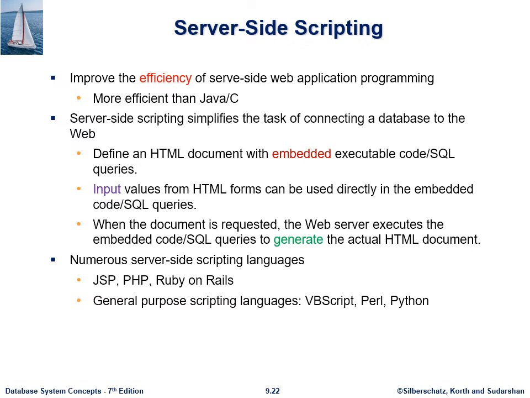Java JSP is called Java Server Pages. This one is very common, so we use it as an example. PHP is also used very often. Ruby on Rails is related to the Ruby programming language. We can also use general-purpose scripting languages like VBScript from Microsoft, Perl, or Python. Okay.